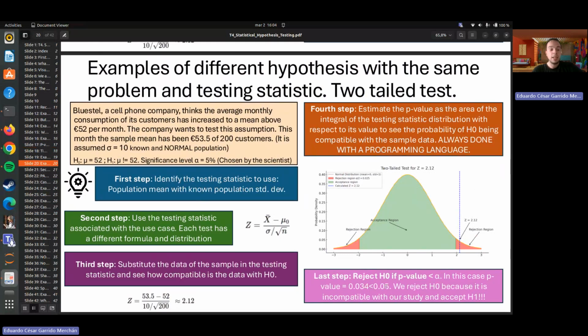So remember, this is always done in the same way. You need to rigorously follow the steps, and once you have followed the steps, you have the z value. You have the p-value associated with the z value. You just have to see whether this p-value is lower than the confidence level. Nothing else. Once you have done that, then you know what to do: accept the alternative hypothesis, or not be able to reject the null hypothesis.